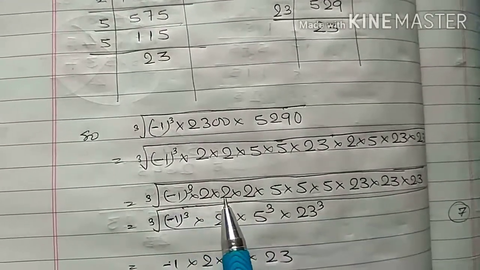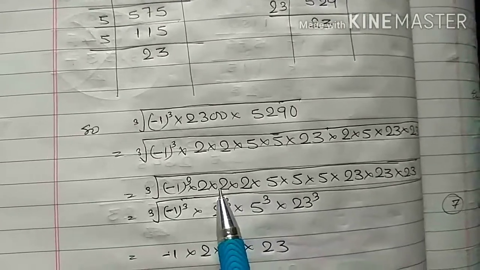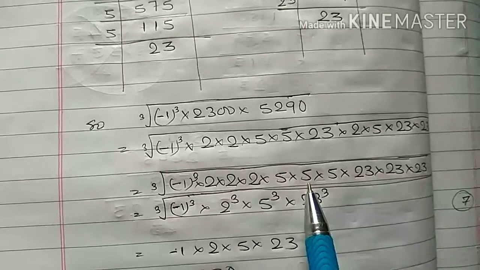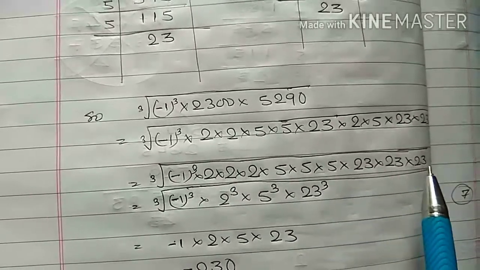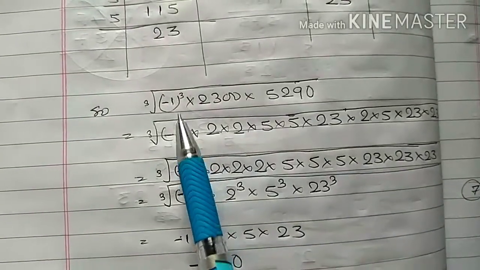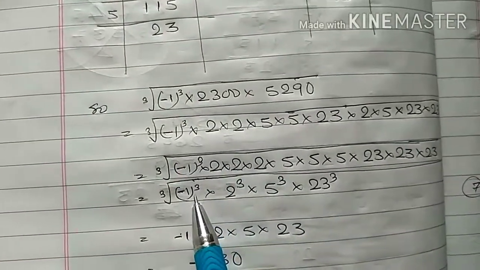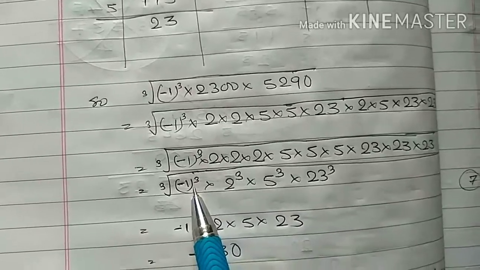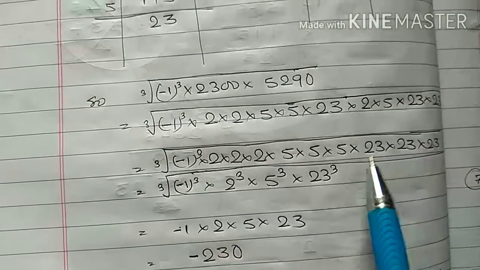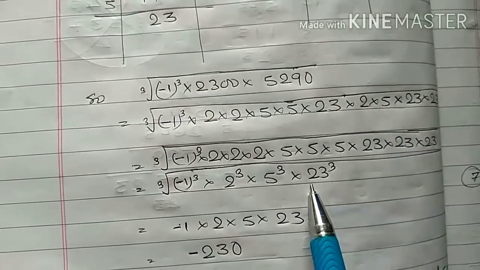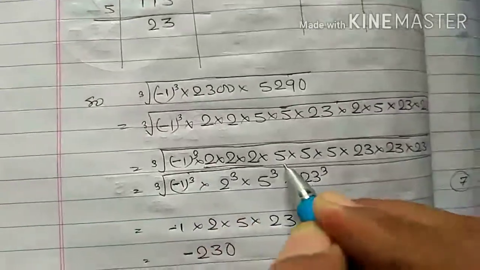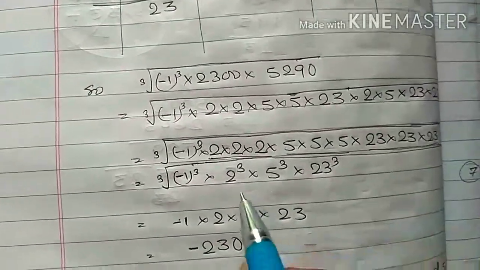Now in this line I have arranged the numbers in a proper way as 2, 2 and 2, 3 times, 5, 5 and 5, 3 times, 23, 23 and 23, 3 times. Then what will we get? Minus 1 to the power cube as it is from above, and this becomes 2 to the power cube, and this becomes 5 to the power cube, and it becomes 23 to the power cube, because all these three form a triplet. Okay, so it becomes like this.